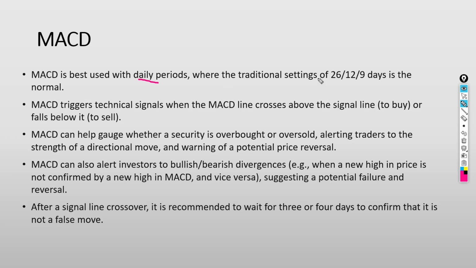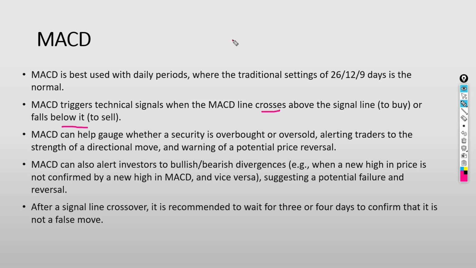The traditional, that is the default, settings of the MACD are 12, 26 and 9. This 9 here is the MACD signal, the 12 is the first EMA, and the 26 is the slower EMA. The MACD triggers technical signals when the MACD line crosses above the zero line or the signal line to buy, and then falls below it to sell.